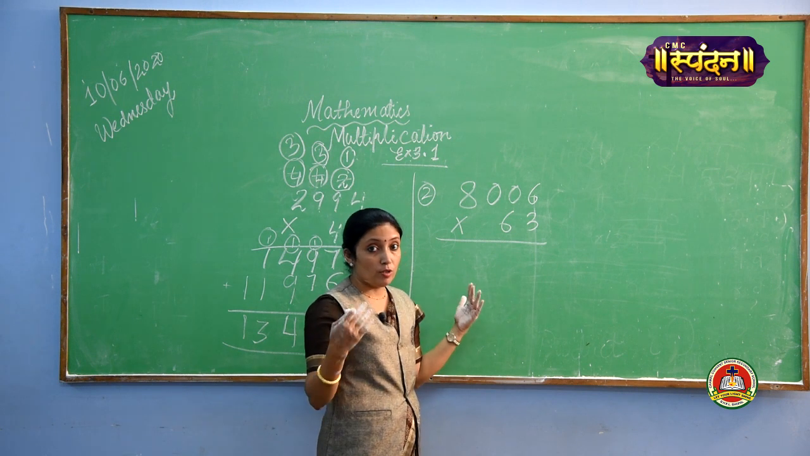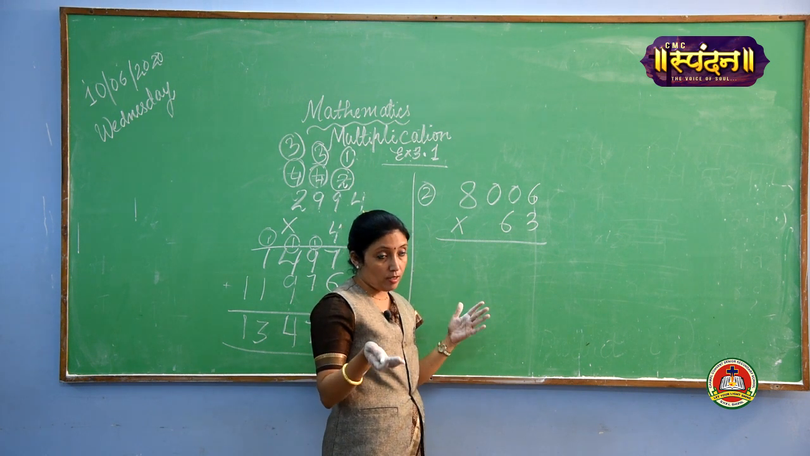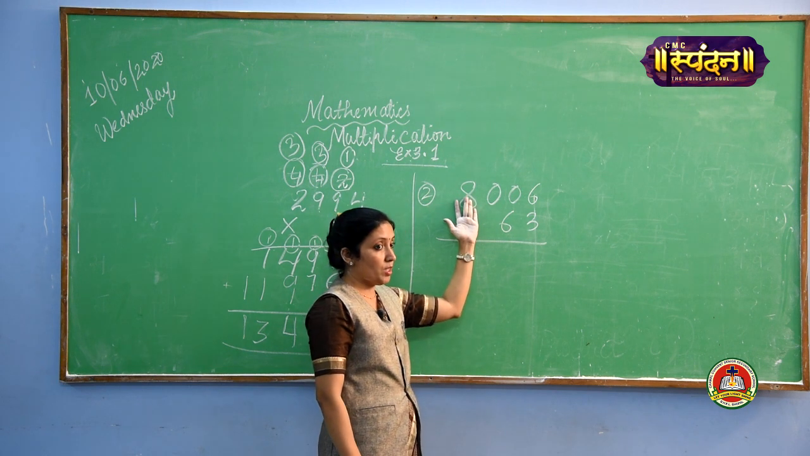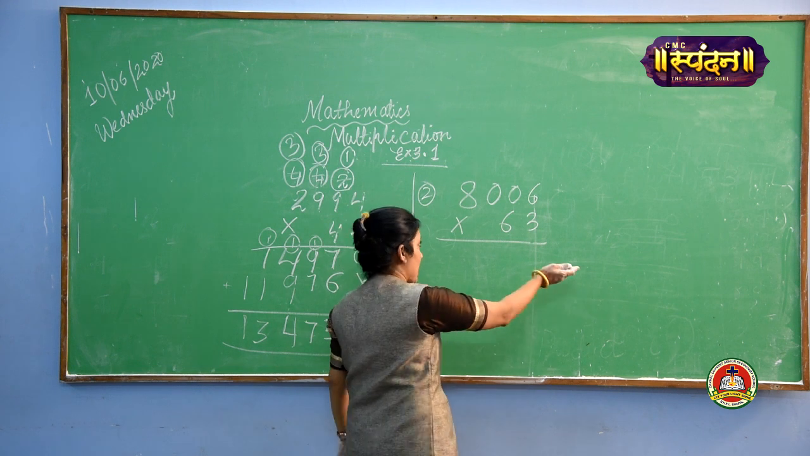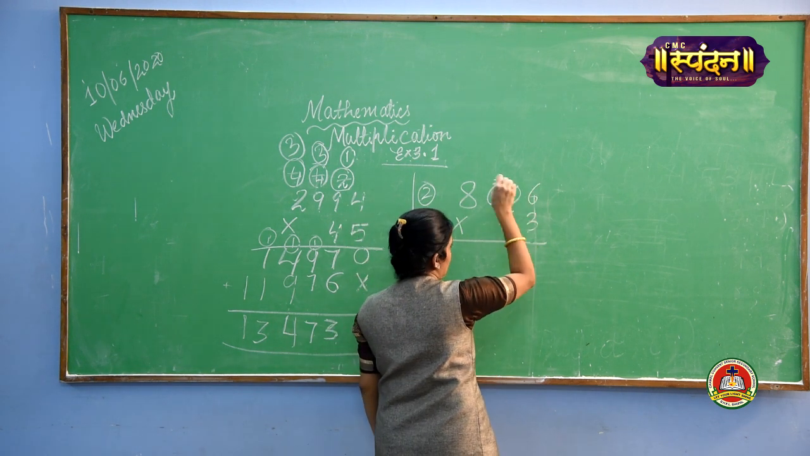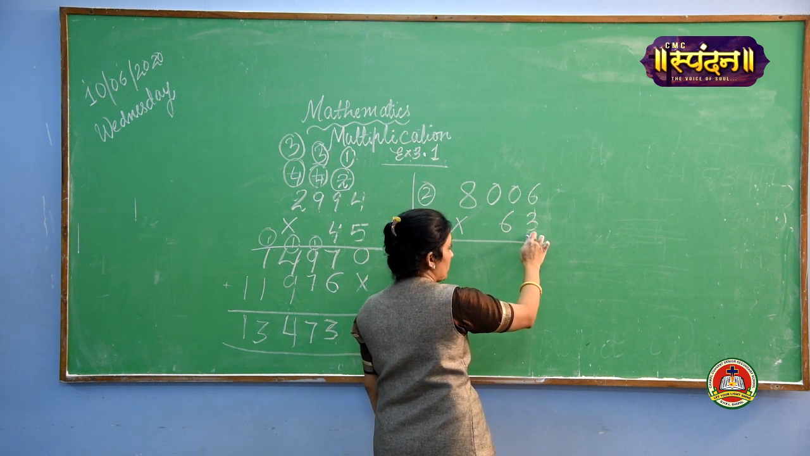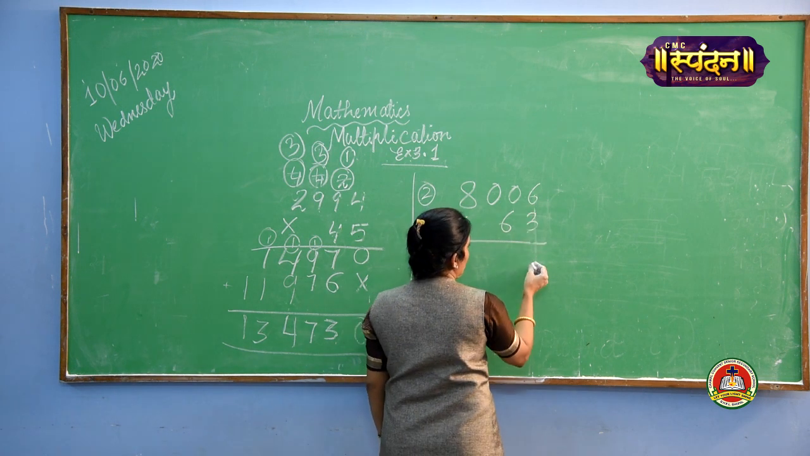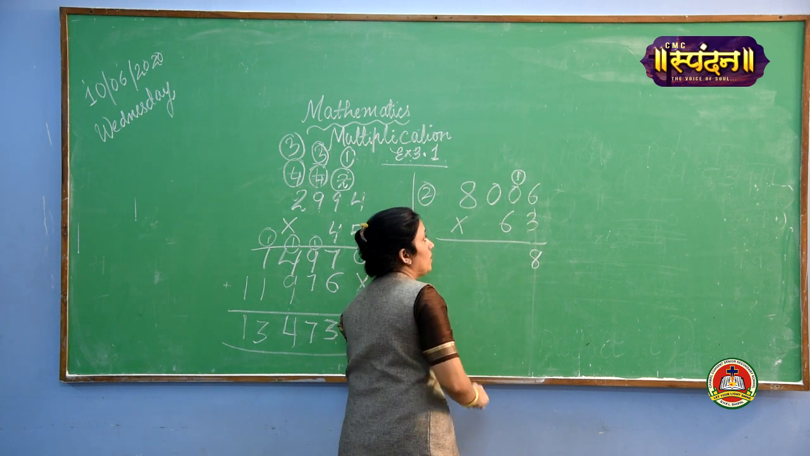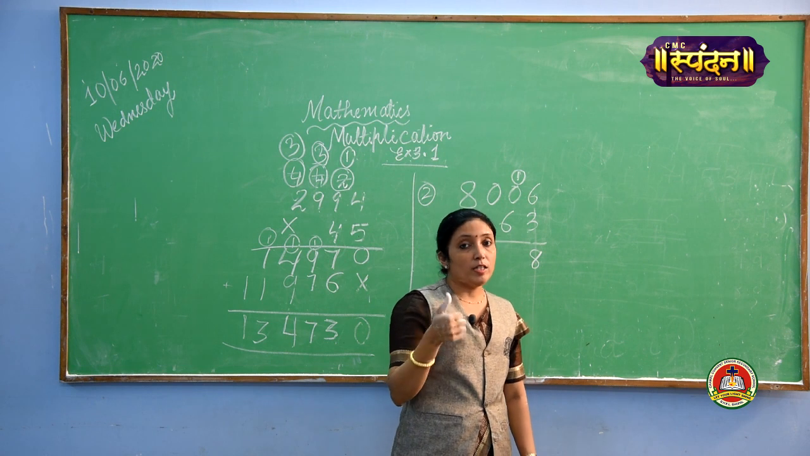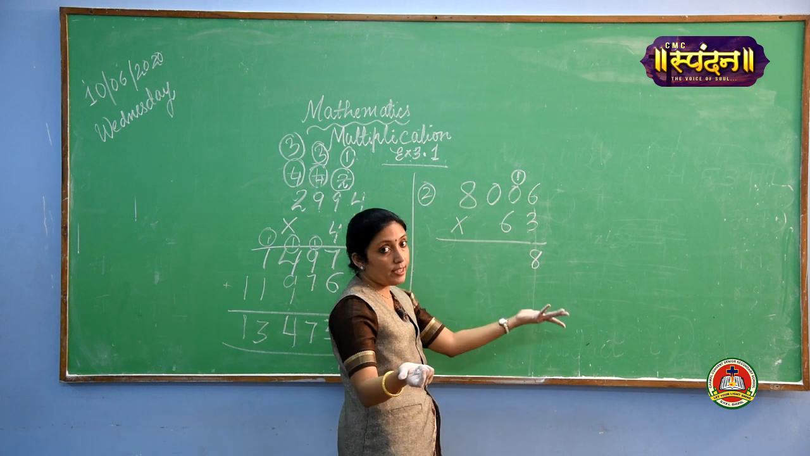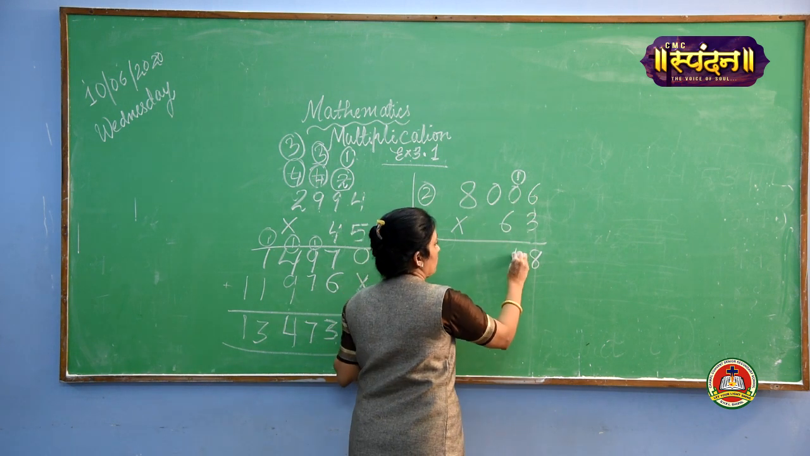As in addition and subtraction we have learned, we will never start from here, we will always start from here, that is the ones place. So this is my ones, this is my ones. Now for the first digit, 3 6s are 18, carry over 1. And now what property have we learned? Any number multiplied by 0 will give you 0. So it is 0, plus 1, so my answer is 1.